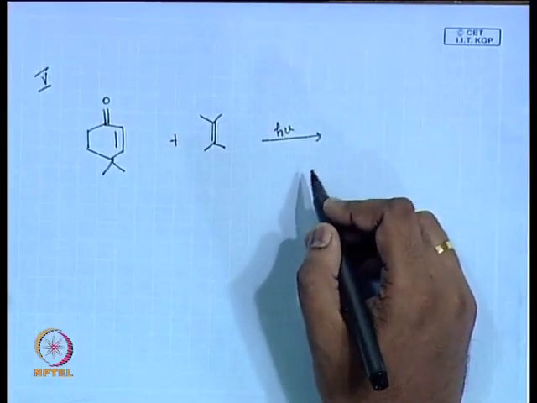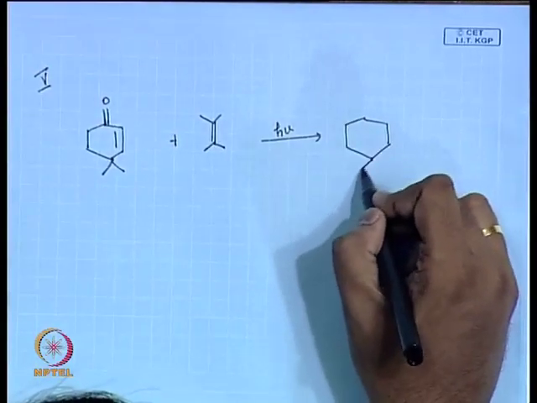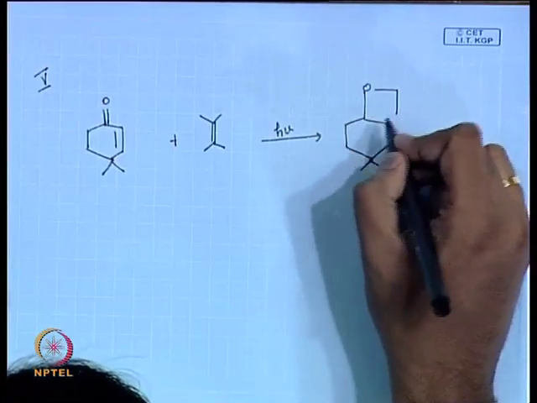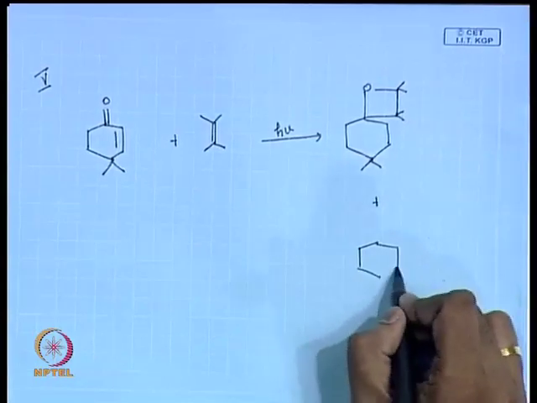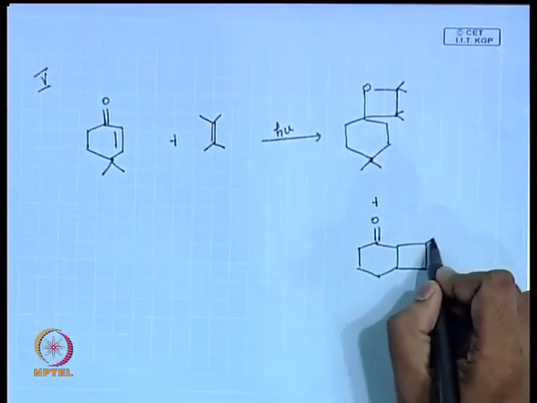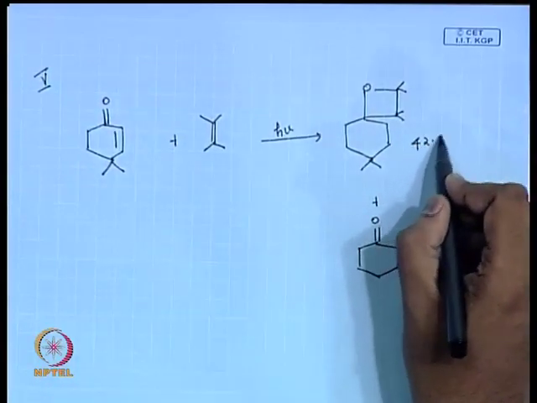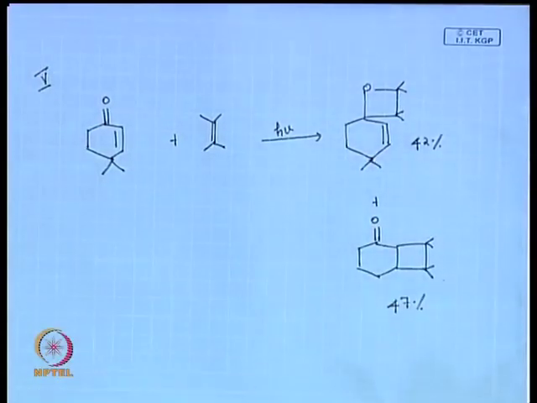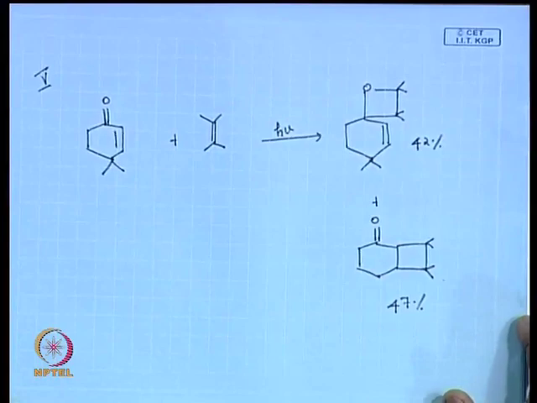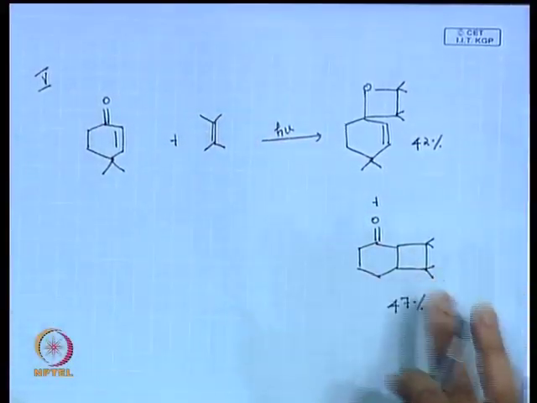Bicyclo compounds, 6-member addition. So, the two products which I get is one, I get this, okay. Okay, this is 42%, this is 47%. What is that? So you can see in an enone system, Paterno-Buchi, as well as 2+2 cycloadditions are possible. Okay, so I can do this type of system along with my alkene system.